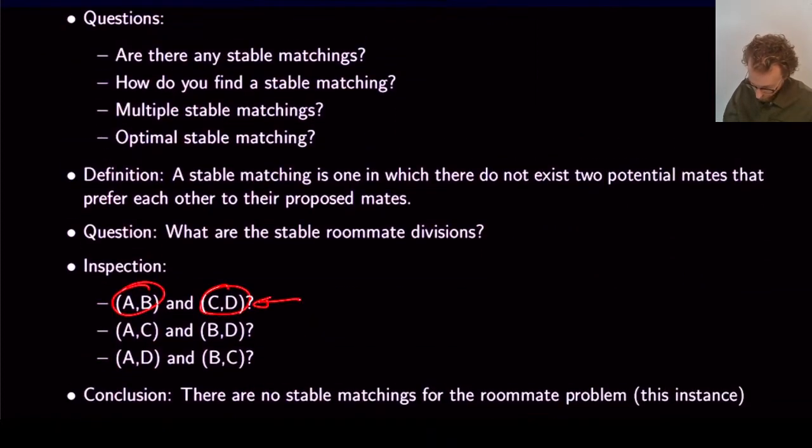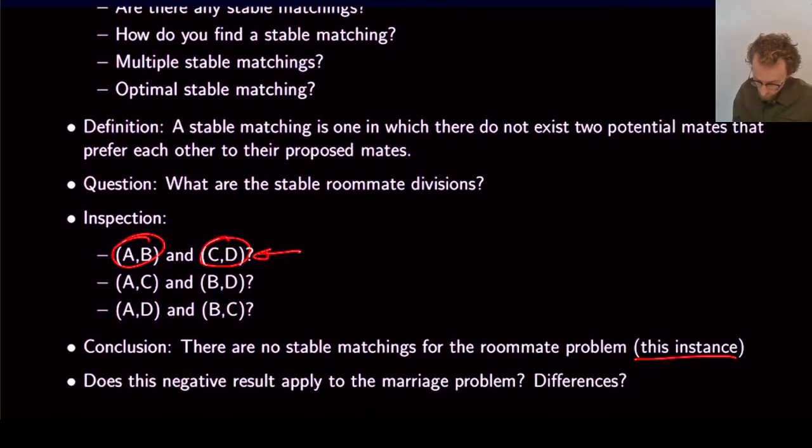So in this instance, for example, stable matchings don't exist. And so that means that there's no general guarantee that stable matchings exist in the roommates problem. And so then we asked, does this negative result, this result of non-existence or non-guaranteed existence, carry over to the marriage problem?